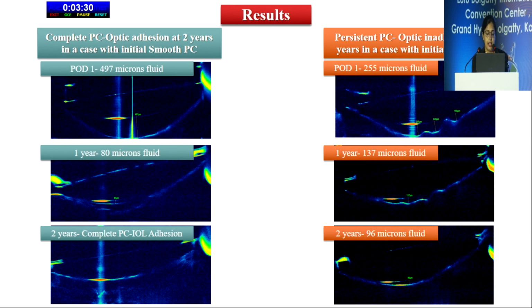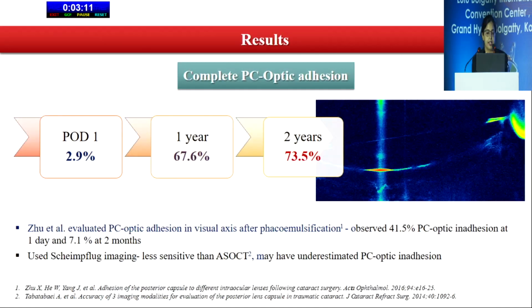In the second case, as seen on the right hand side, on postoperative day 1, there was a wavy configuration of the posterior capsule and 255 microns of fluid could be observed. At 1 year, it reduced to 137 microns. At 2 years, the fluid still persisted. A 96 micron height of fluid can be observed on anterior segment optical coherence tomography in the visual axis.